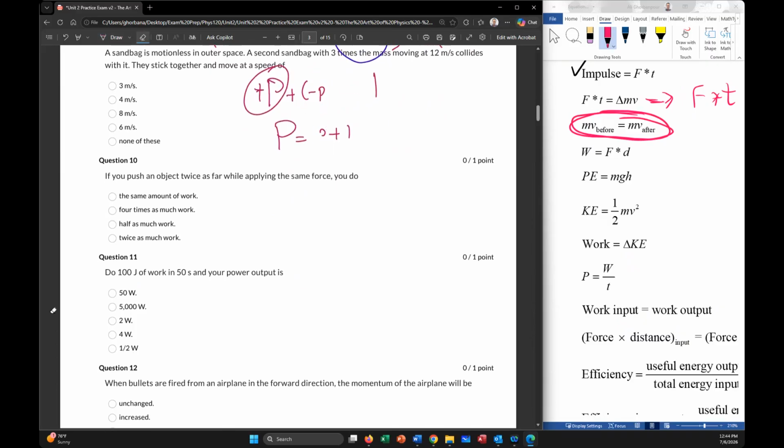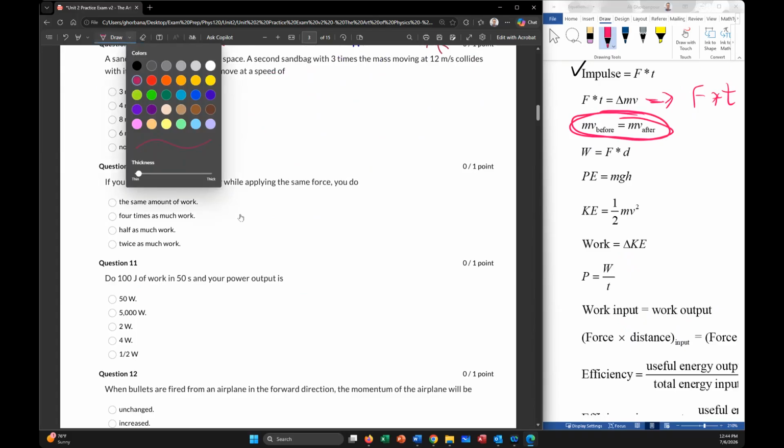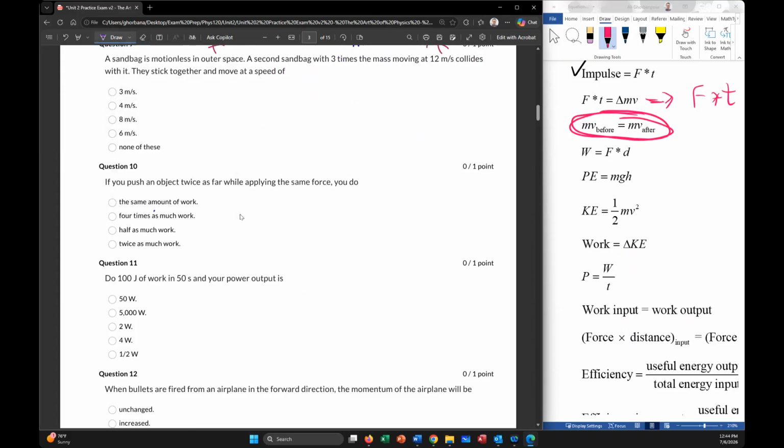Let me erase these. Okay. A sandbag is motionless in outer space. A second sandbag with 3 times the mass, moving 12 meters per second, collides with it. Let me just draw the situation. This is a sandbag, the mass is m. It is motionless, velocity is 0, good?